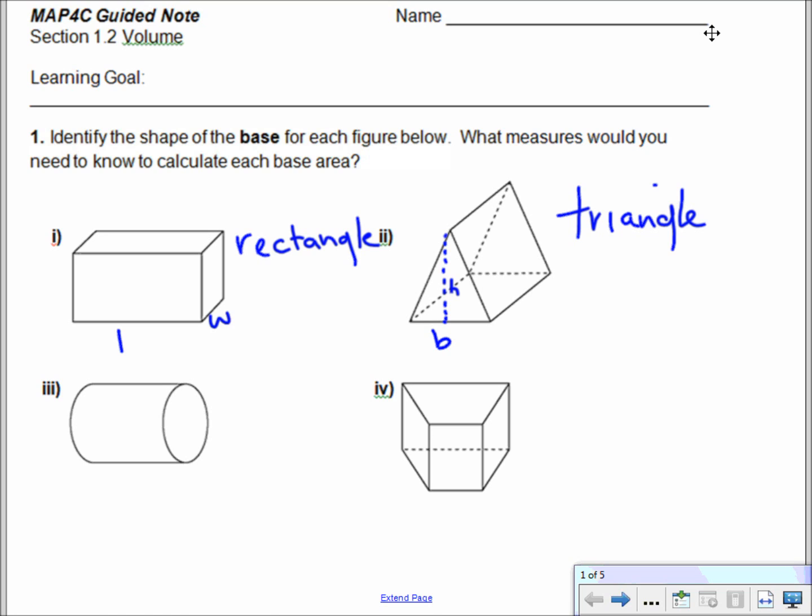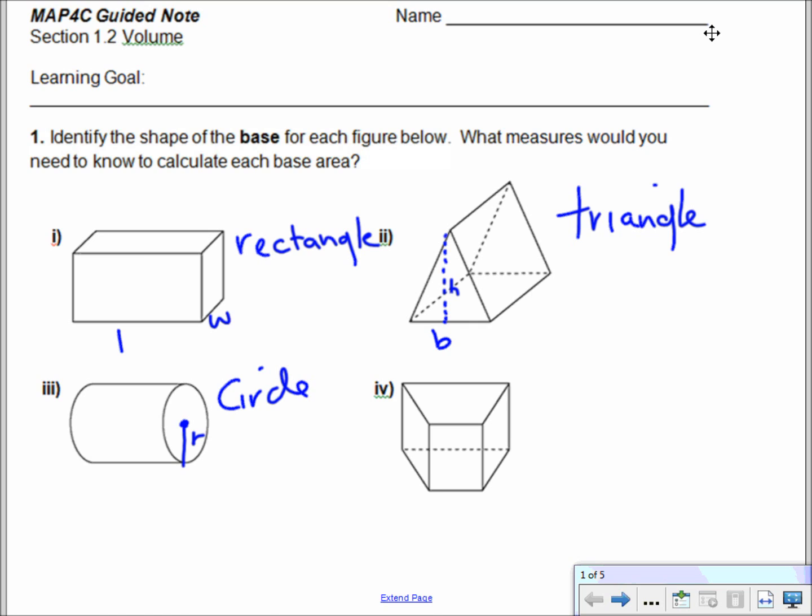Next. Circle. Because we're talking about area, we just need the radius. Oh, that looks like an eye. Sorry, the calibration of my smartboard. So we would need, there we go, just the radius to calculate area, and pi, but we all know what pi is.